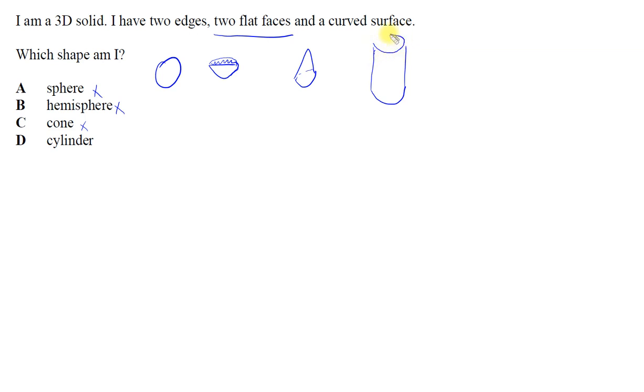It has a long height with two circles at the top and the bottom. We have two flat faces, a curved surface going around, so that's a tick 2, and also has two edges. Pretty much these two here. So, our answer here should be D, the cylinder.